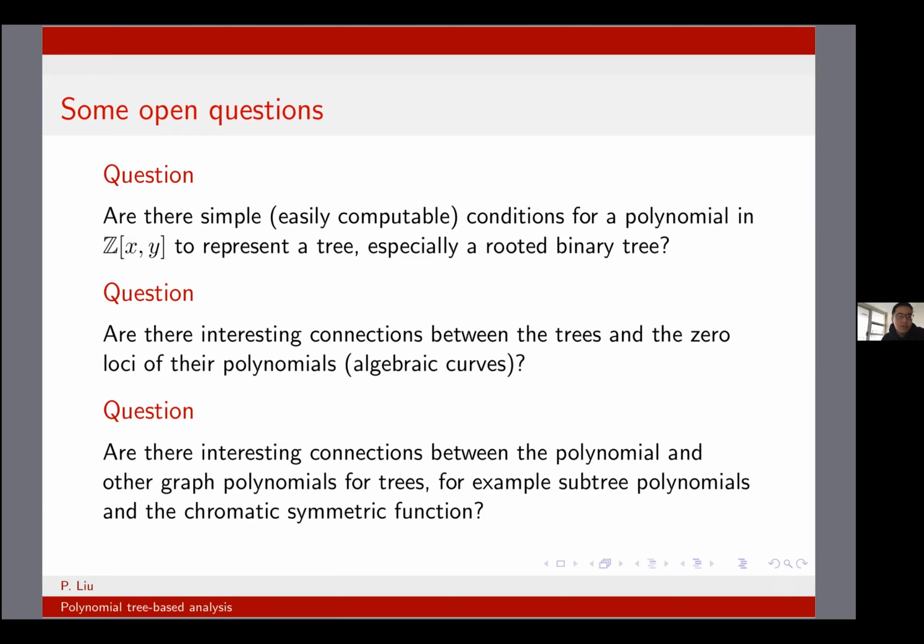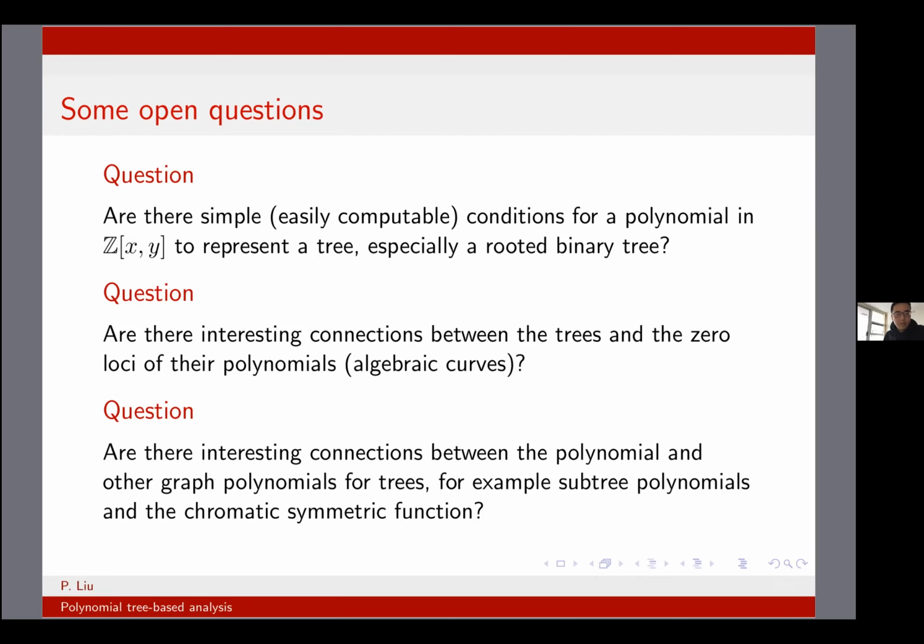And the second question is from last Canada. I heard a lot of people talking about trees and tree polynomials and their zeros. I guess it would be interesting, but I didn't look into it. Well, the last one is, of course, whether there is any connection between this polynomial and the other tree polynomials, say like subtree polynomials and chromatic symmetric functions. It will be interesting to investigate.